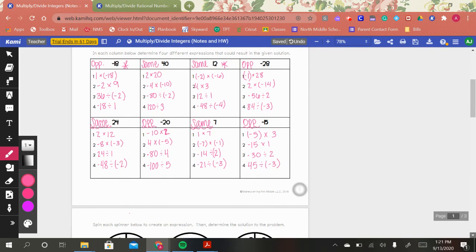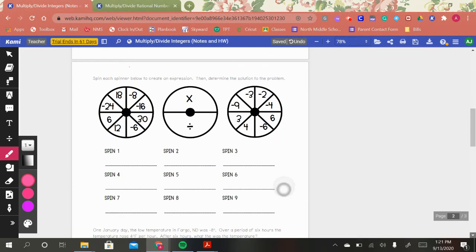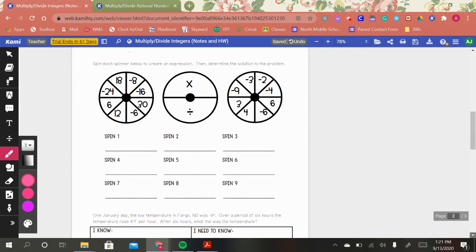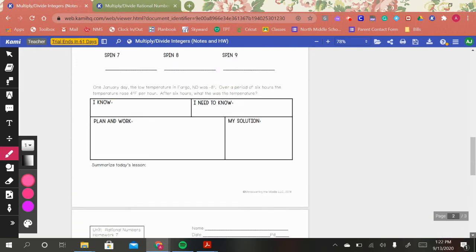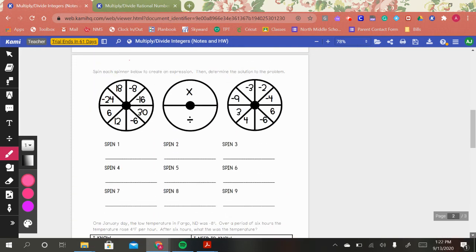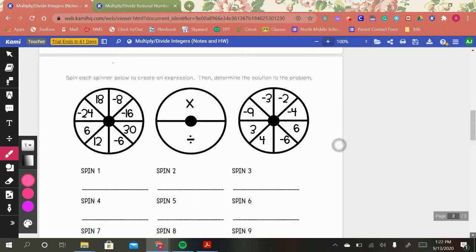Okay. The next part is a spinner activity. And if you want to at home, spinners are super easy to make. Cut out some circles and divide them up. You would need 3 different spinners. Use a paper clip. Put your paper clip onto the black circle, put your pencil into the paper clip, and then just spin your paper clip around. But because we are digital, I will be making up problems for us to work out right now on our notes.